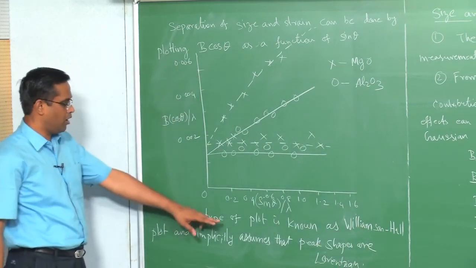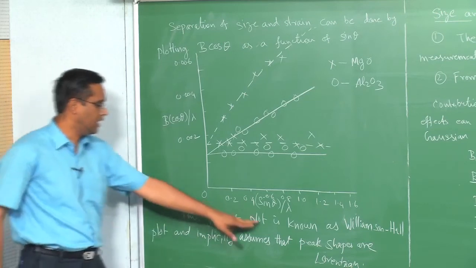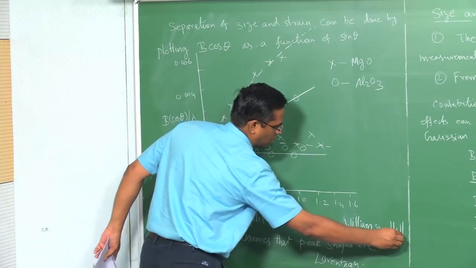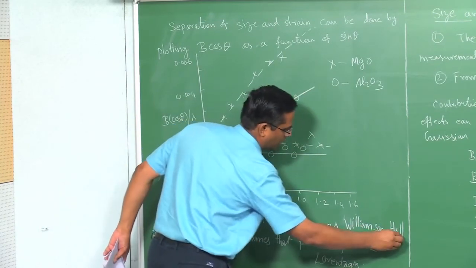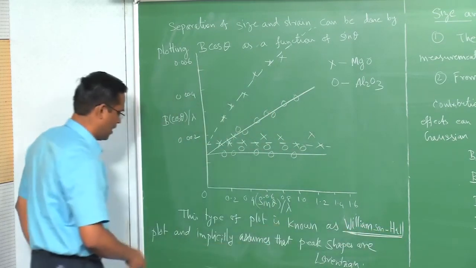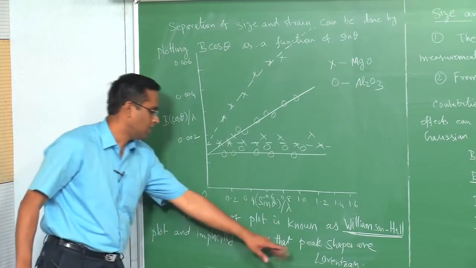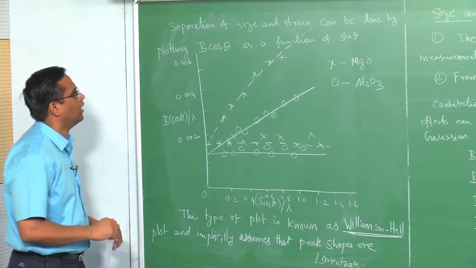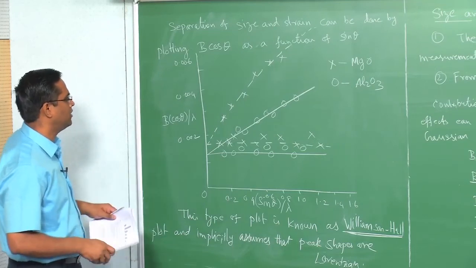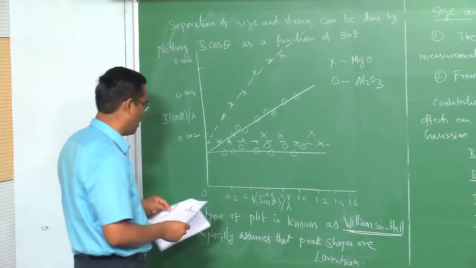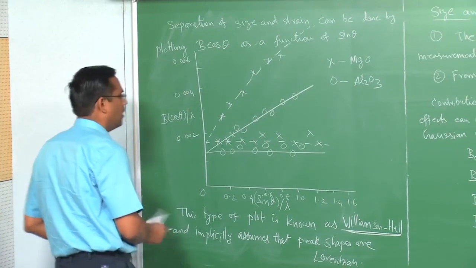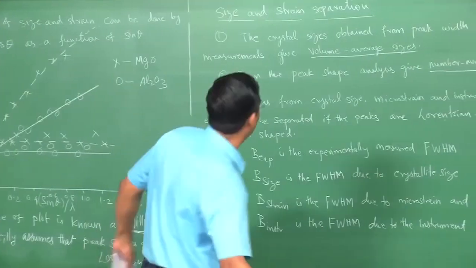So, this type of plot, that is b cos theta versus sin theta, is known as Williamson-Hall plot, and implicitly assumes that the peak shapes are Lorentzian. So, let us now try to understand this, how this separates the size and strain.